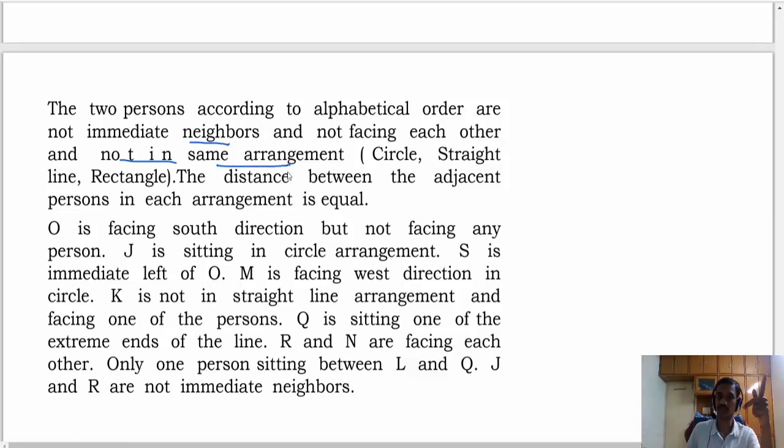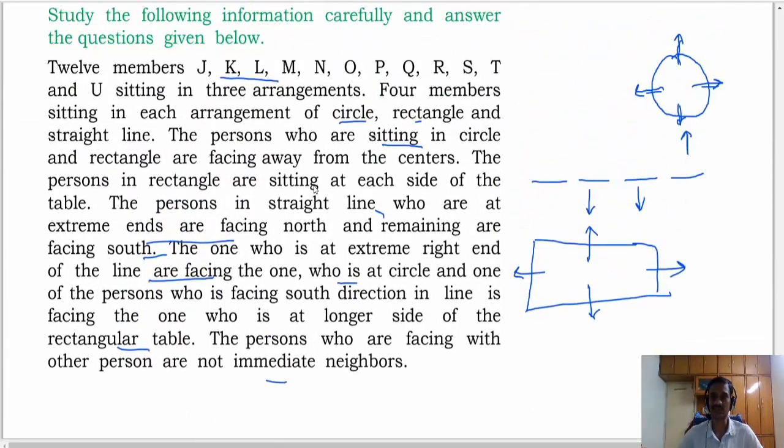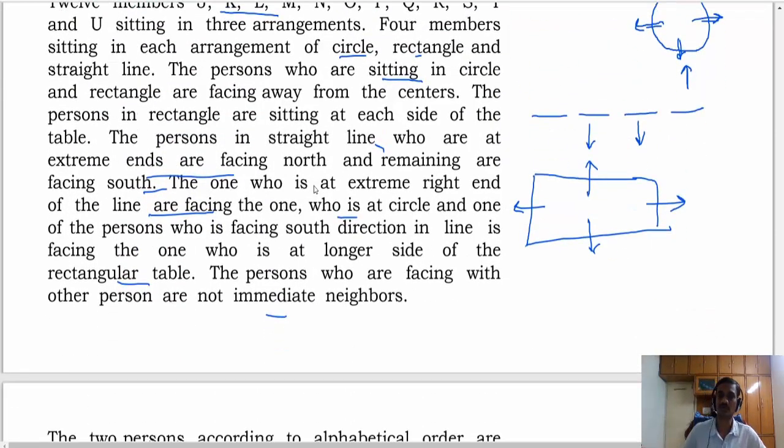వేరే వేరే అరేంజ్మెంట్లోనే ఉండకూడదు, సేమ్ అరేంజ్మెంట్లో కూడా పక్క పక్కన ఉండకూడదు. ఓకే, not facing each other. The distance between adjacent persons is same. O is facing south direction but not facing any person. O సౌత్లో ఉంటూ but not facing any direction అన్నట్టు. కనుక O ఎక్కడ చెప్పండి, ఇక్కడైనా ఉండొచ్చు, ఈ రెండు కేసెస్లో ఎక్కడైనా ఉండొచ్చు. Isn't it? ఇక్కడ కూడా not facing the direction.